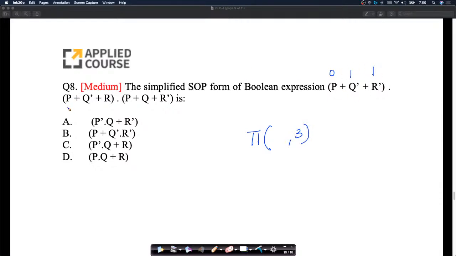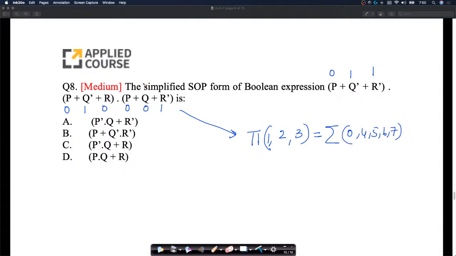In POS, this should be 0. This is 1, this is 0. So this is POS term 2, right? What about this? This is 0, 0, 1. Okay, so this is POS term 1. So this whole expression is nothing but this. And we know how to convert from POS to SOP, right? POS to SOP is nothing but whatever is not here. So it is 0, 4, 5, 6, 7.